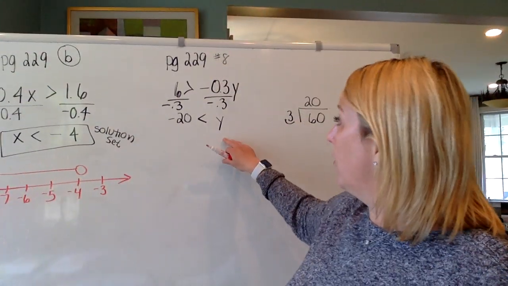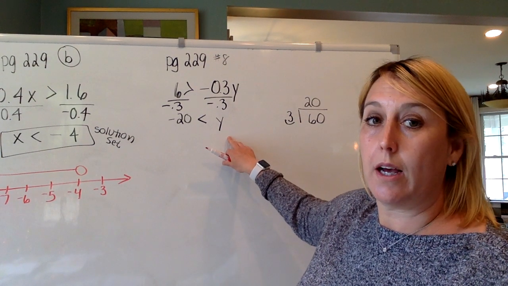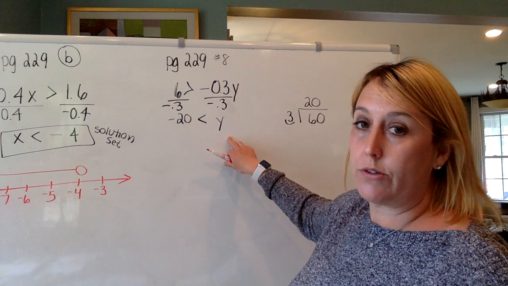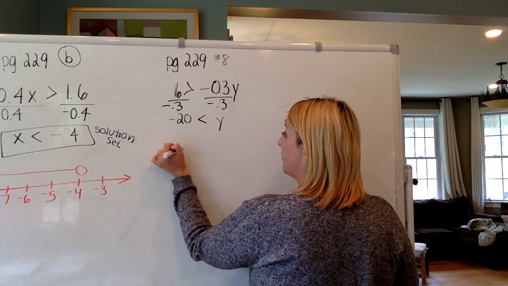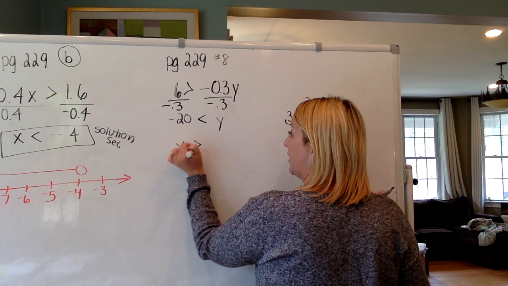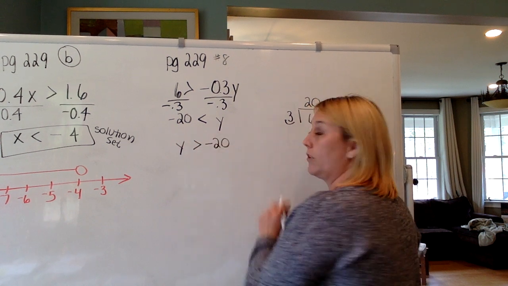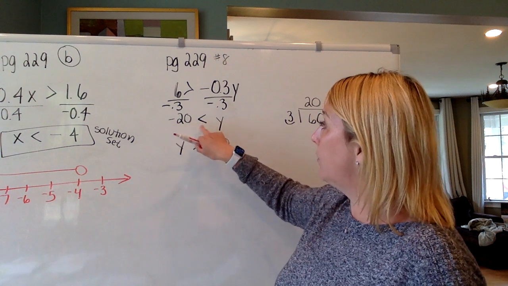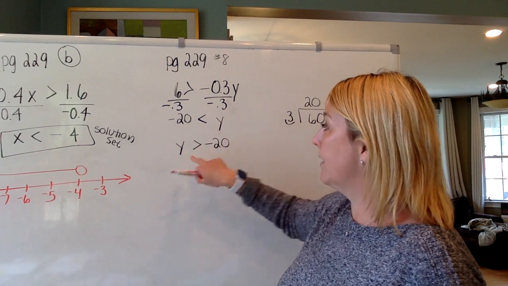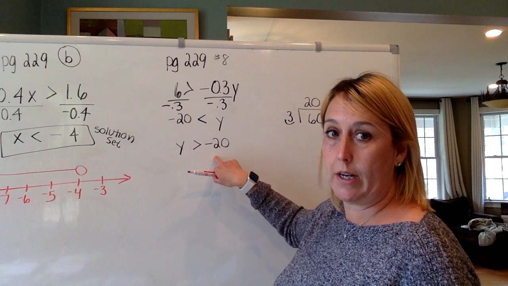Now remember, I told you yesterday, when the y is on the right of the inequality in your solution set, flip it. So put the y on the left, but then you have to flip the inequality. And we aren't mathematically changing anything here. These actually are the same thing. Negative 20 is less than y is the same as saying y is greater than negative 20.